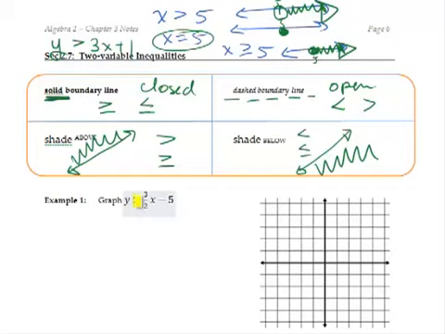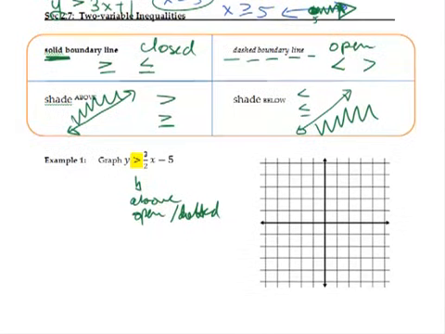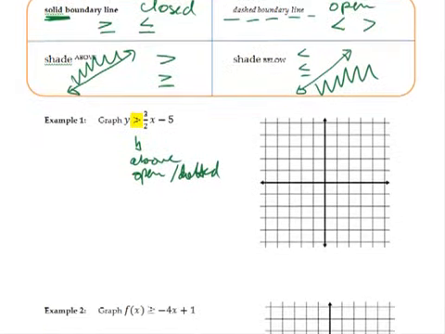Take a look at your first example here and take a look at the sign. This is a greater than symbol. So first of all, that tells us that we're going to be shading above the line. And there's no equal sign, so we know that it's going to be open or dotted. And then the rest of the problem is how you would normally graph a line. So we have 3/2 x minus 5. We'll start at negative 5.